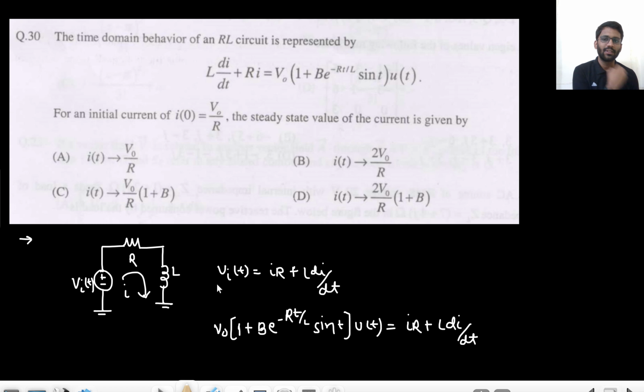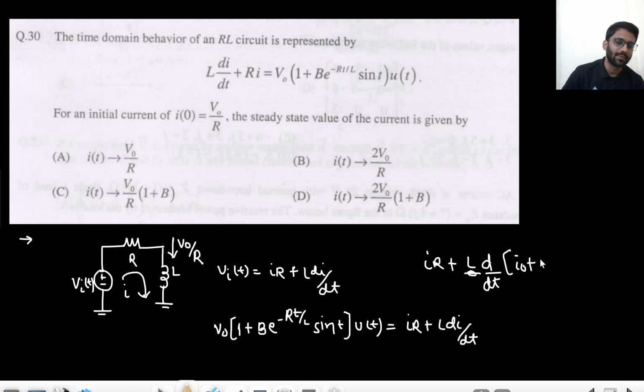Now there is one more thing. People will say, why are you not taking this I naught, V naught by R, into consideration? Look, my I naught will come here, no? IR plus L di by dt, I naught plus some current. So this differentiation will go to 0 only. So eventually this equation will come only, right?